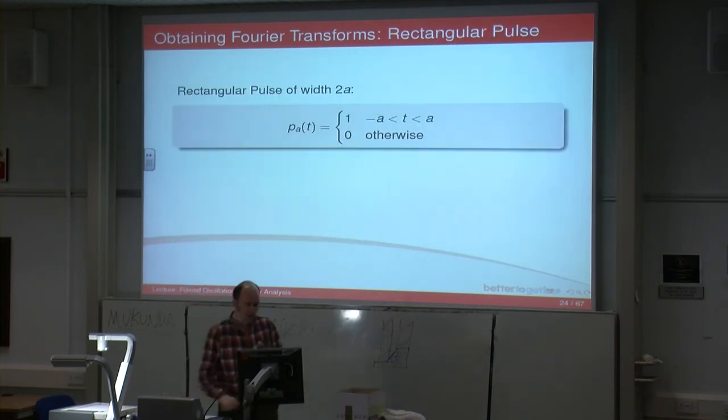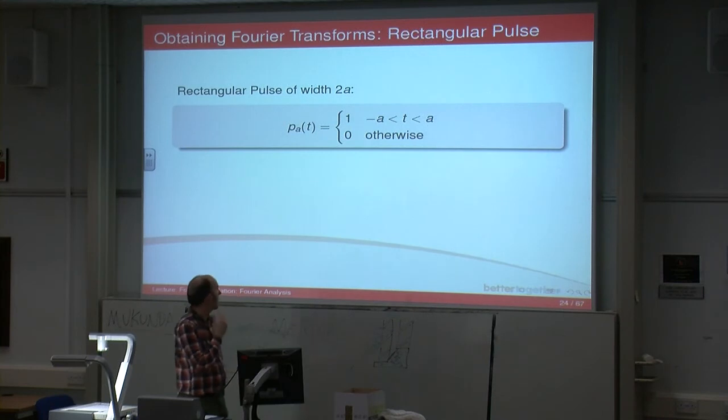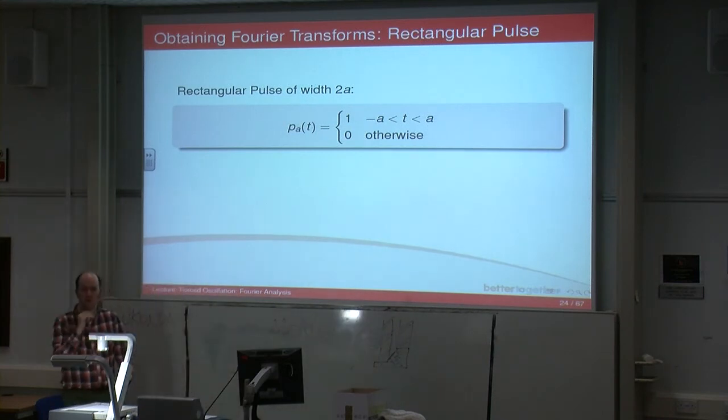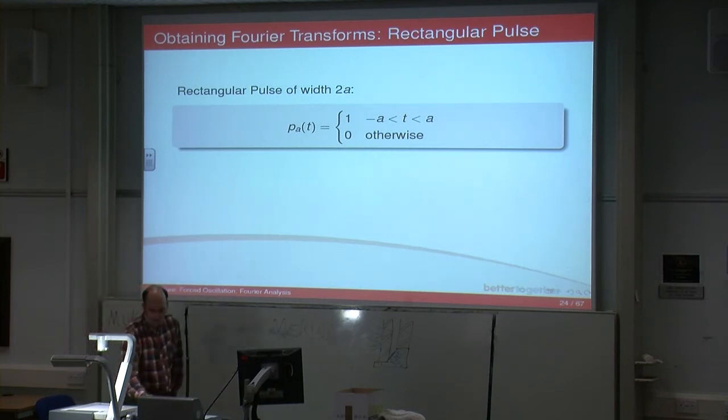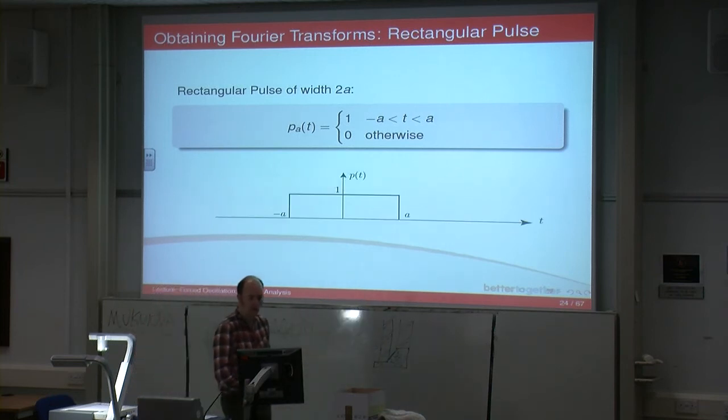What about a rectangular pulse? Rectangular pulses are represented by the letter P, just a convention that you can follow. A represents half of the width of that rectangular pulse, so the width of the whole thing is 2A. You've got A to the right and A to the left of t equals 0. That's analytically how it's written, and that's how you could draw it.